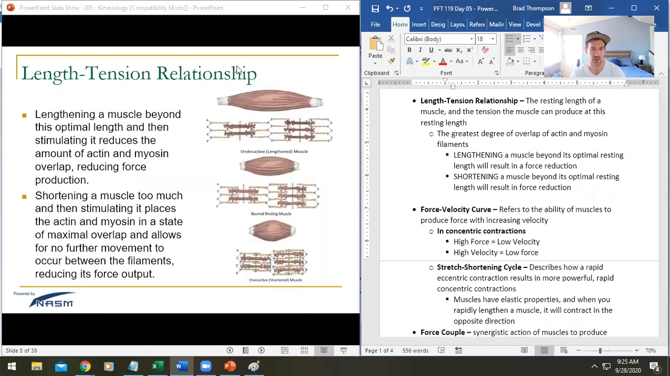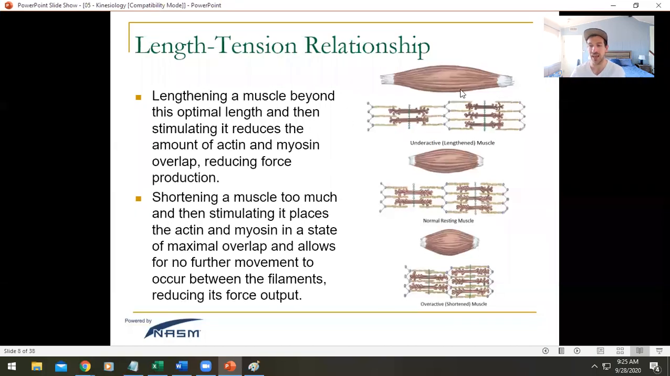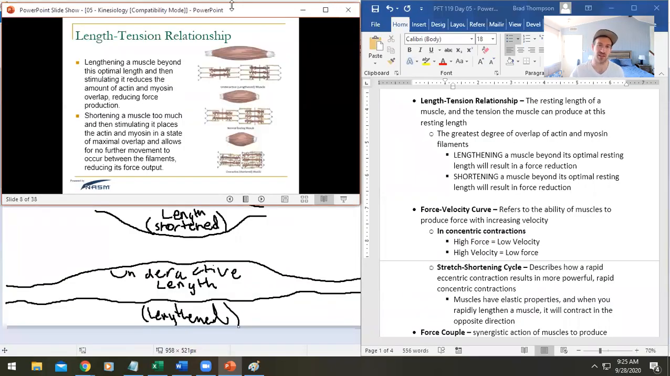Okay. And here's what, oh, I forgot. I got a picture of it here in the PowerPoint. So here's, again, kind of showing the same thing, right? You have an underactive muscle here. You got a normal muscle in the middle and an overactive muscle down here, right? This is a great resting length. This is too long. This is too short. So that's a big concept here.